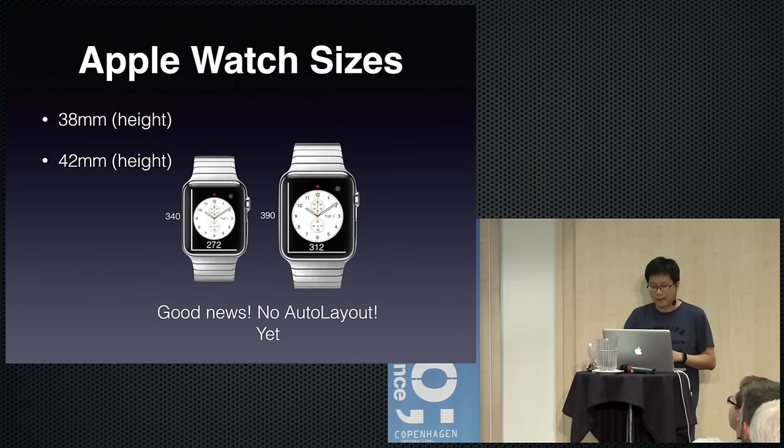Those of you who have done iOS programming, you know auto layout is a pain in the back. Yes? So no auto layout yet. Okay? So don't ever go and talk to Apple and say that you want a different size of watch. Because if you want different sizes of the Apple Watch, one day they will implement auto layout on your Apple Watch. And your nightmare will move from your mobile platform to your watch.